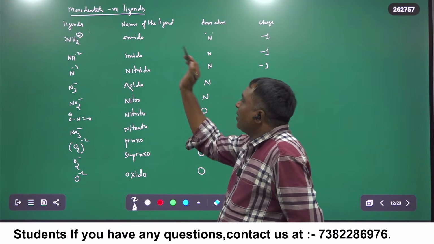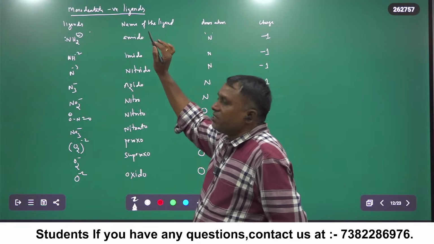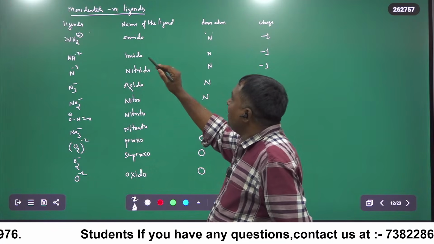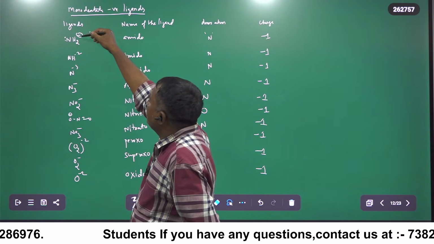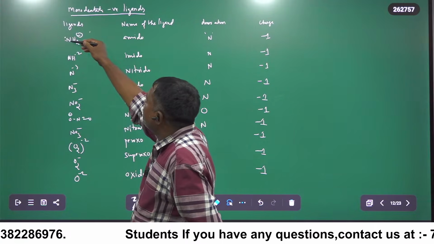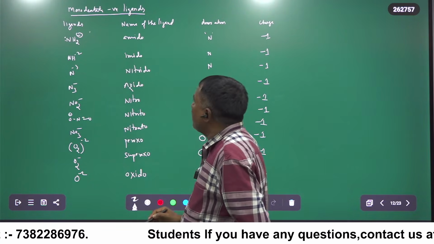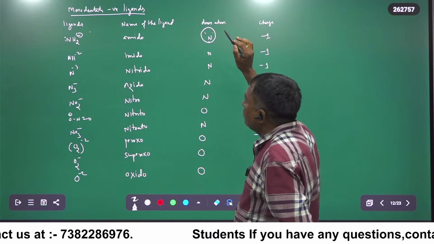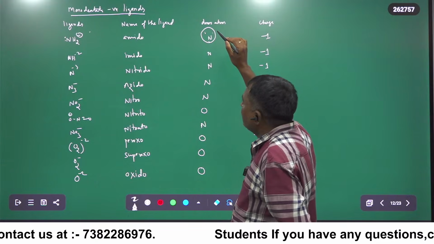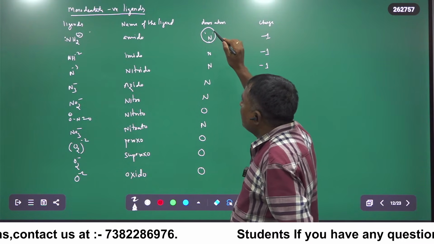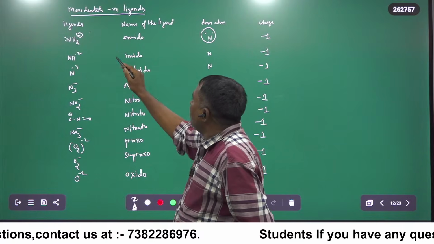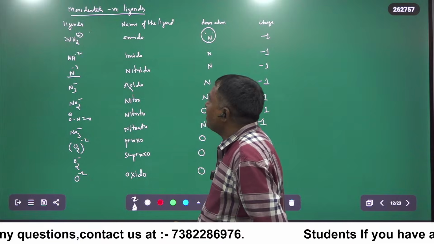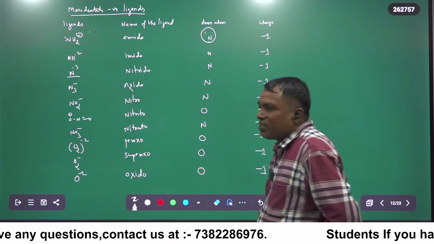So monodentate negative ligands means ligands having one donor site. The donor site is with negative charge. Monodentate negative. So this NH2 minus is having negative charge, and in that nitrogen is the donor atom. So nitride has minus three charges, sir. Nitride, amido, imido, nitrido. Nitrido means N minus 3. In that nitrogen is the donor site.